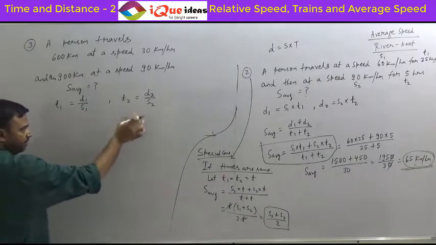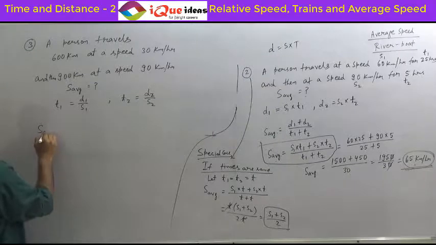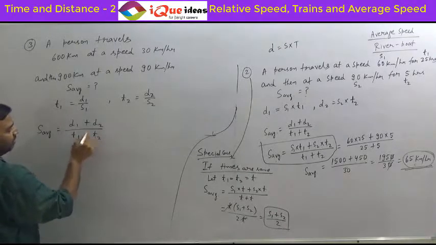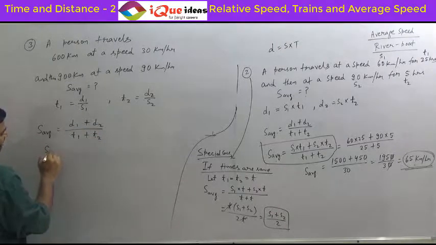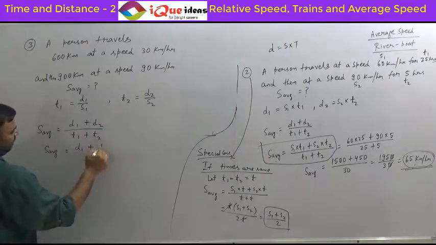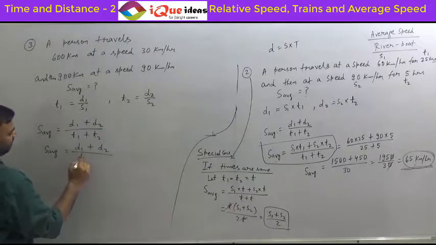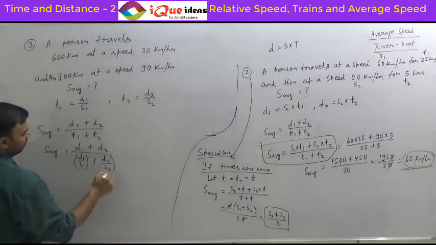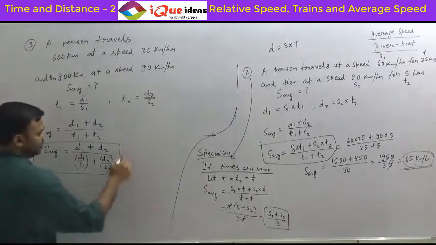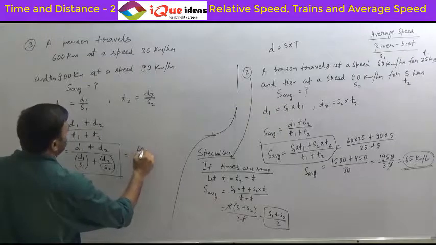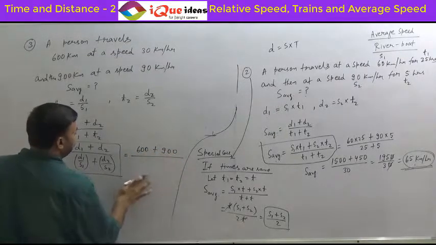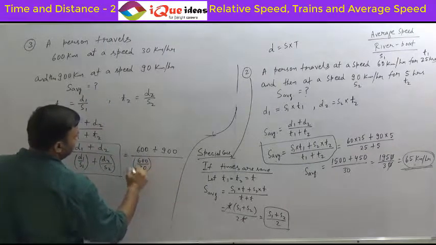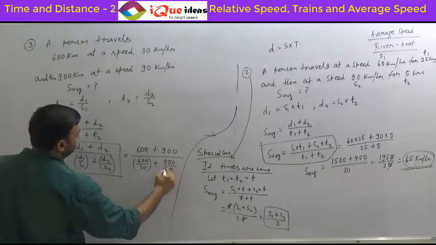So either we calculate here or we put the expression like speed average is equal to d1 plus d2 upon t1 plus t2. That is our original expression. And then in this case, speed average will become, we know d1, we know d2, but in place of t1, we'll take d1 upon s1. In place of t2, we'll take d2 upon s2. Alright, and then we put the values. So d1 plus d2 will be equal to 600 plus 900 divided by 600 by 30 plus 900 by 90. So these are the times.